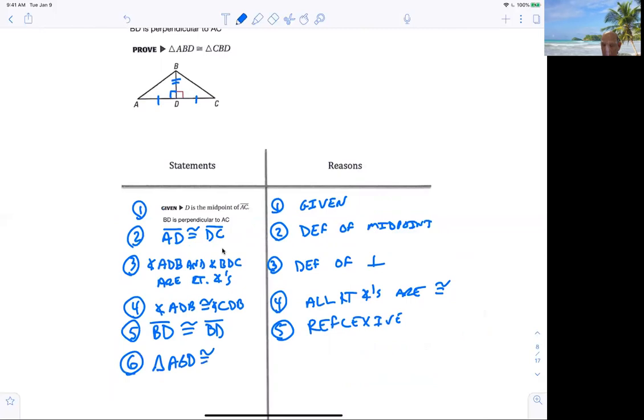Congruent to triangle CBD. And we would say again, why? We are great. Side, angle, side. All right, I'm feeling pretty good.